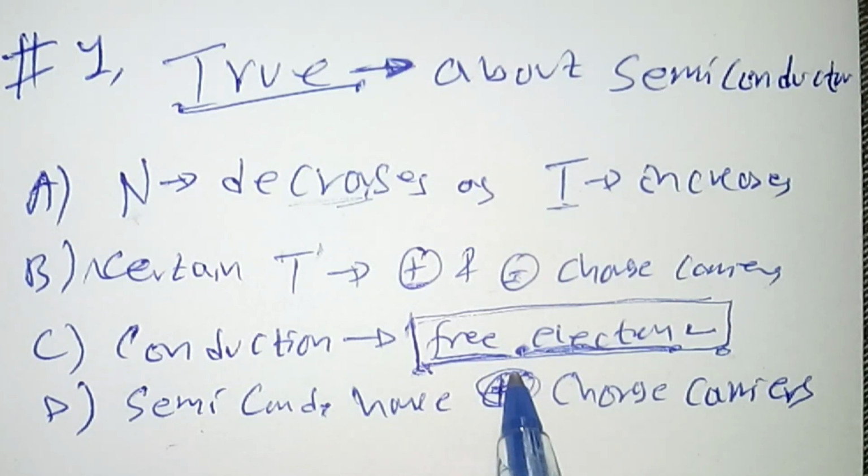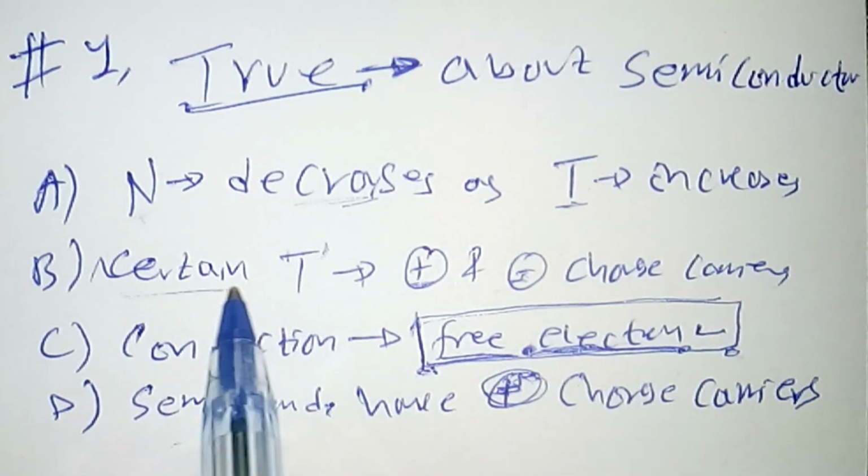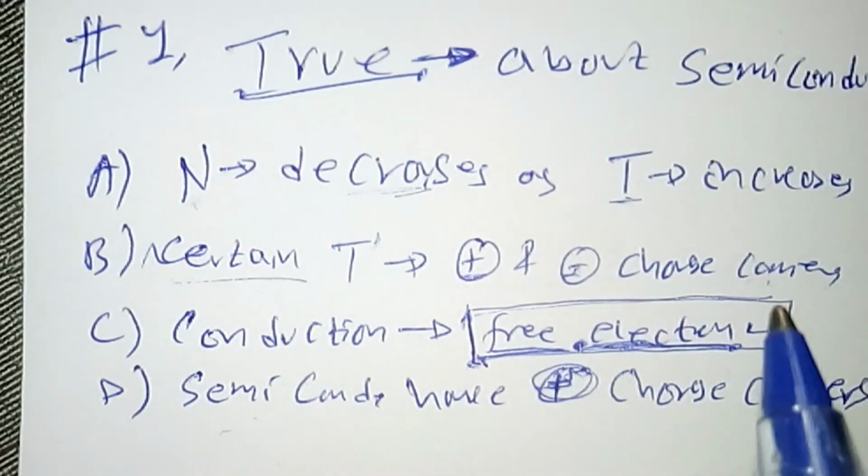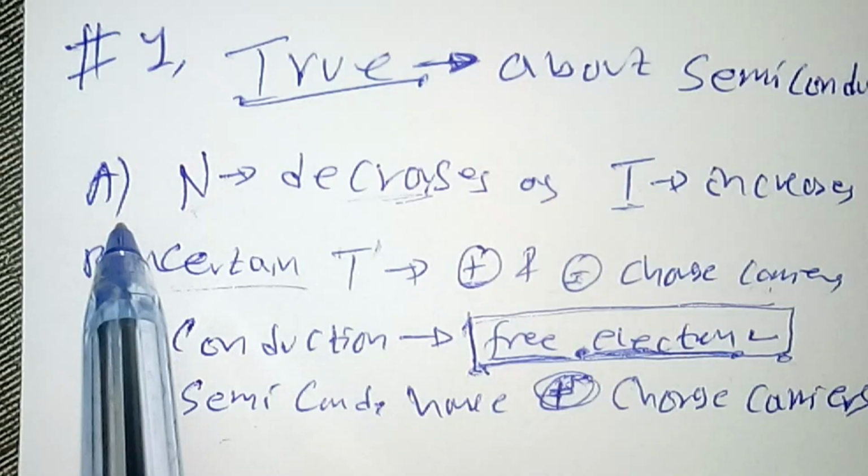But the correct statement concerning the semiconductor is alternative B. At a certain temperature, the semiconductor has positive and negative charge carriers. So the correct answer is alternative B.